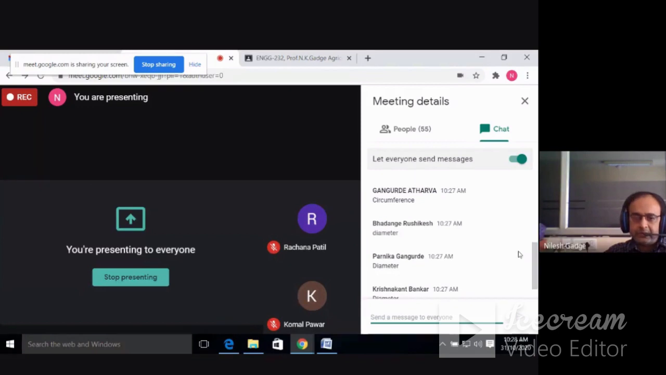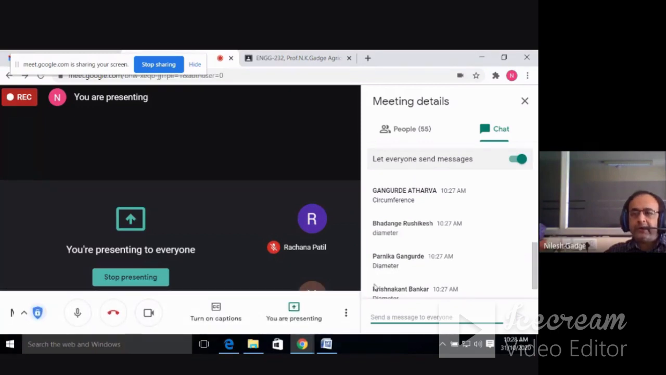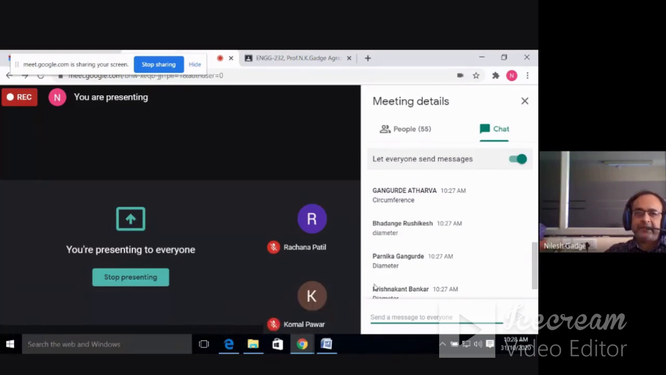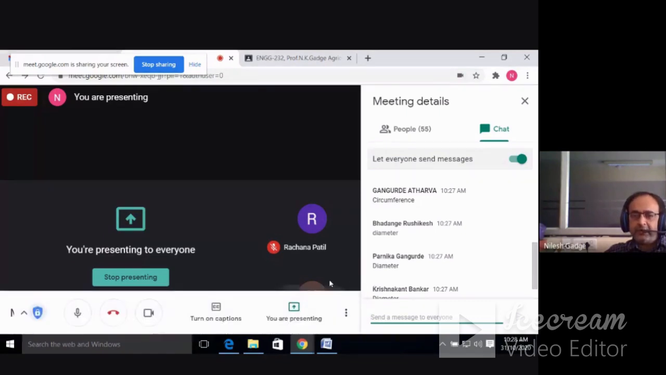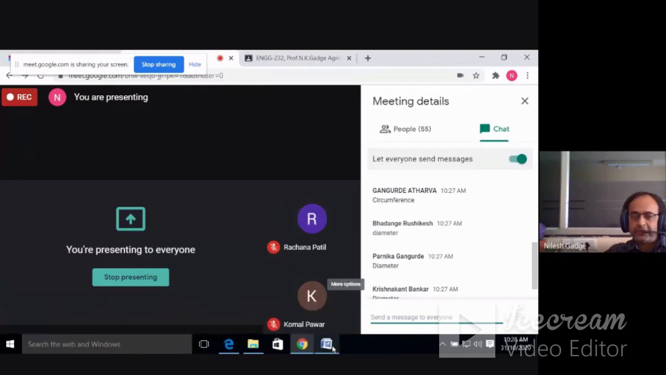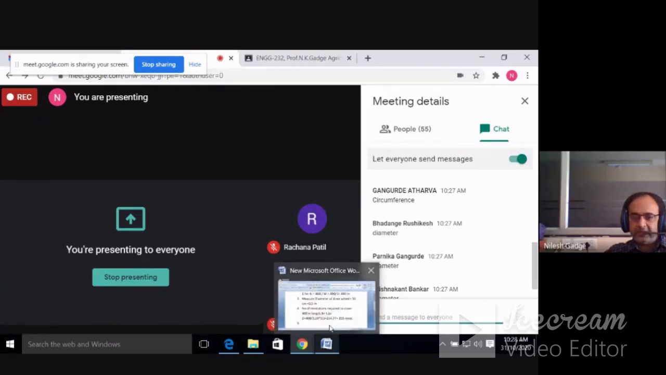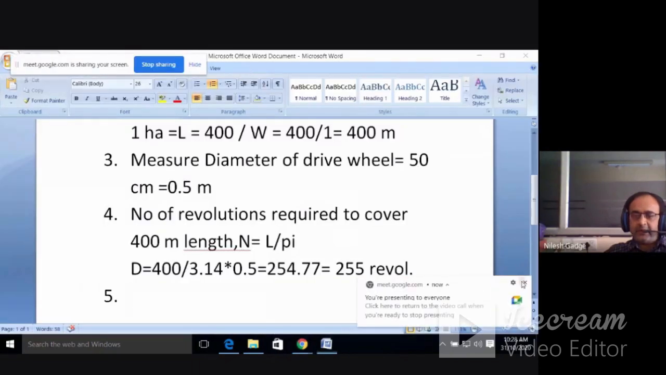Okay, good, good. So if the size of the drive wheel or the diameter is more, then the circumference will be more. It means that the number of revolutions will be less. Okay. So we have calculated the number of revolutions.